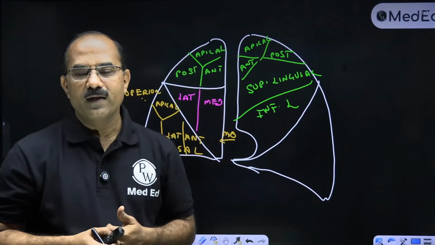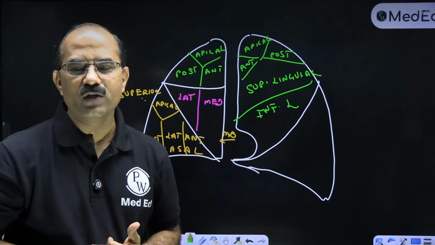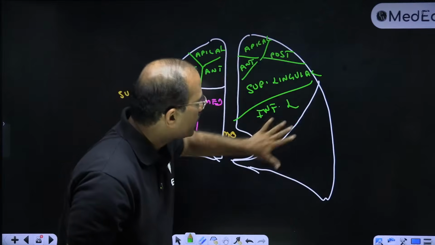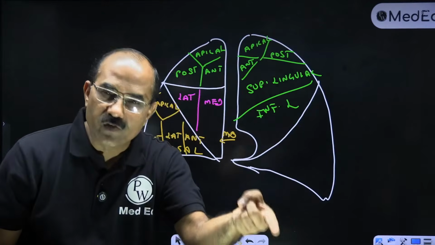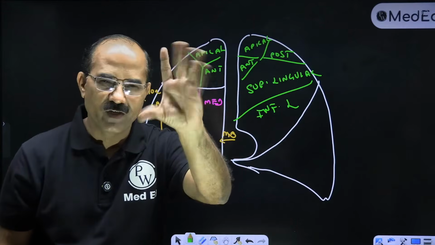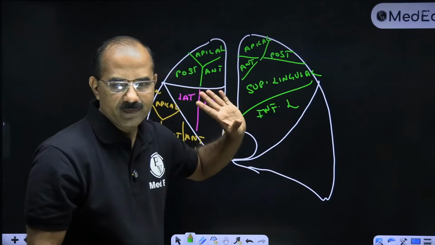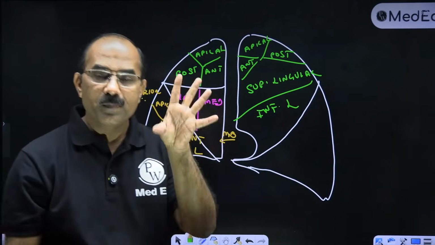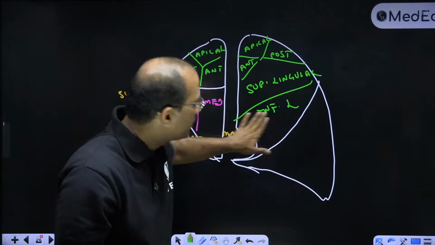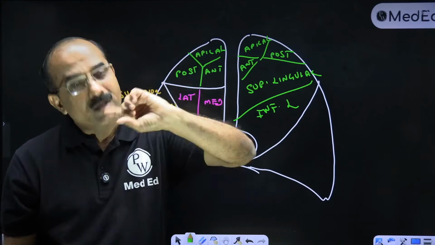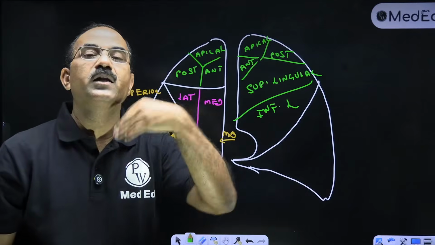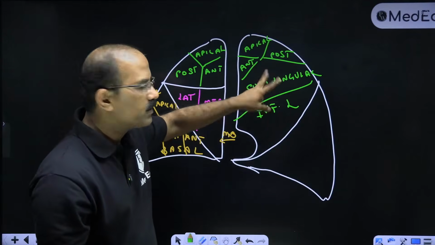If an MCQ comes, bronchopulmonary segments of the upper lobe of the left lung, how many will there be? 5, that is 3 and 2, 5. Fine. So bronchopulmonary segments of the left lung, upper lobe: 5. But if an MCQ comes, bronchopulmonary segments of the lingular lobe: 2, superior and inferior lingular.